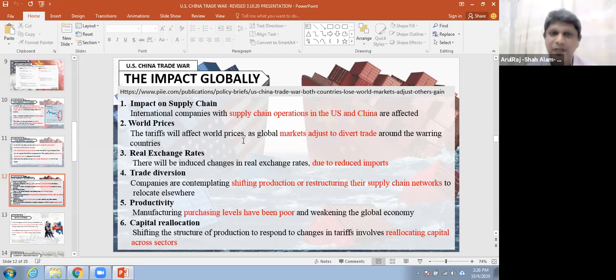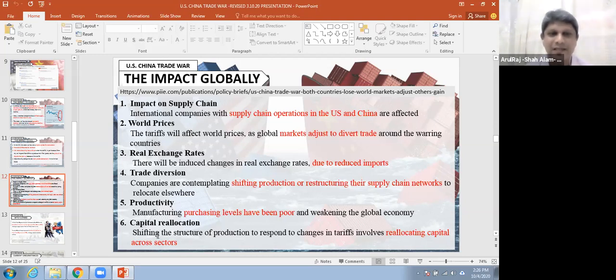The prices actually went up. The real exchange rates also reduced imports and all that. So the trade diversion, shifting production and restructuring their supply chain to relocate elsewhere, productivity, manufacturing, and purchasing levels have been poor, weakening the global economy.